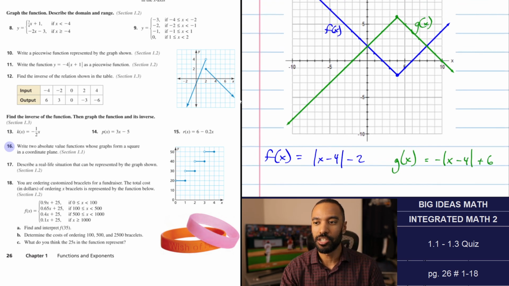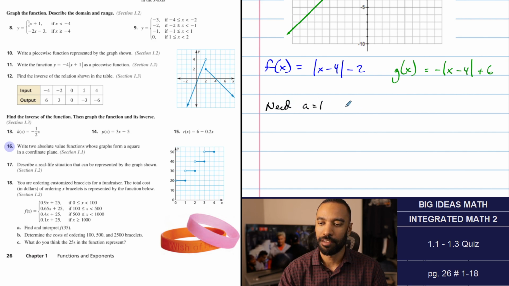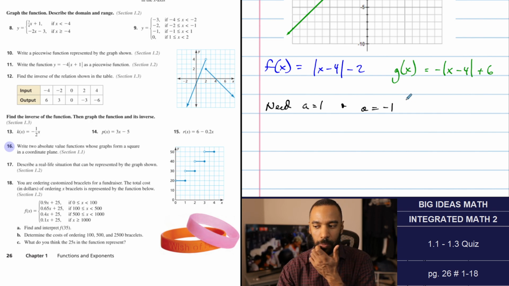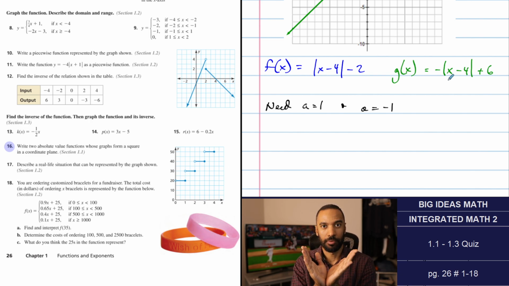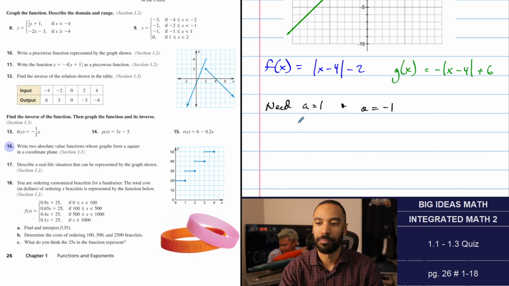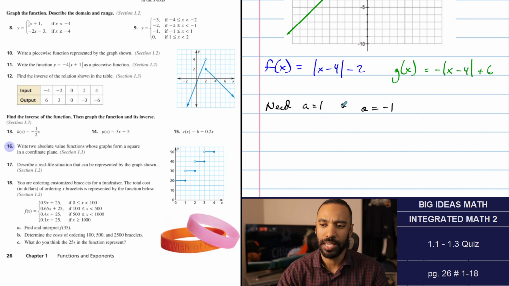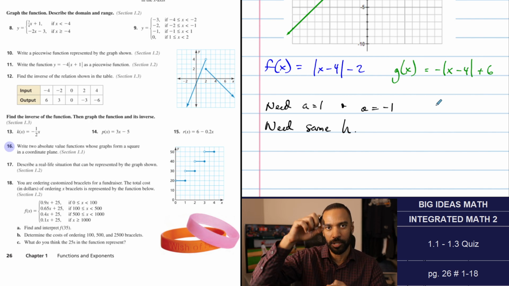So how can you do this in general? Once again, you need a equals 1 in one graph and a equals -1 in the other. Because here's the problem. Once you use like 2 as the slope of 1, then suddenly that's not a 90-degree angle. That's pretty much the problem. 2 up 2 over 1 is not a 90-degree angle. So you need this. You also need the same h. It needs to be horizontally translated the same amount so we can be directly above and below.